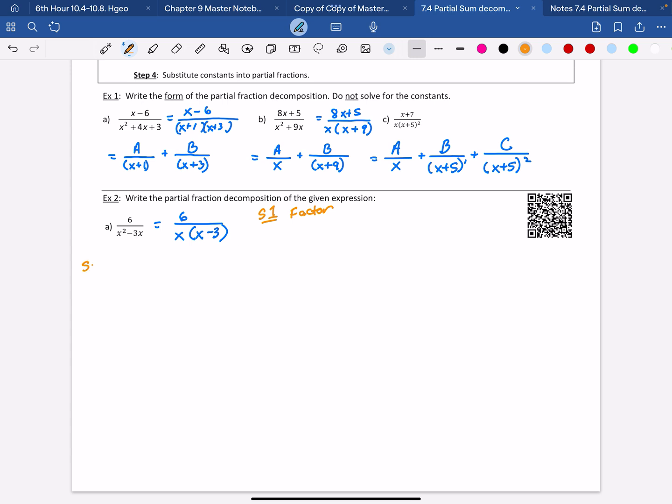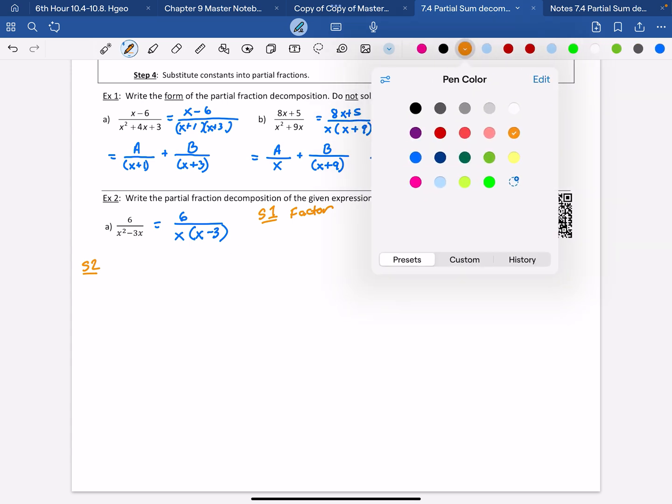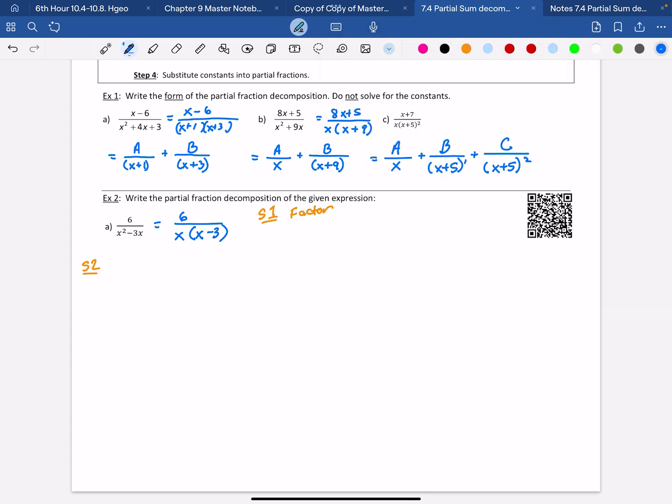Step 2, give yourself some space here. Now we're going to set up the form just like we did in A, B, and C above. We're going to start by writing the original factored, what you have in step 1, and then we're going to set that equal to the format.